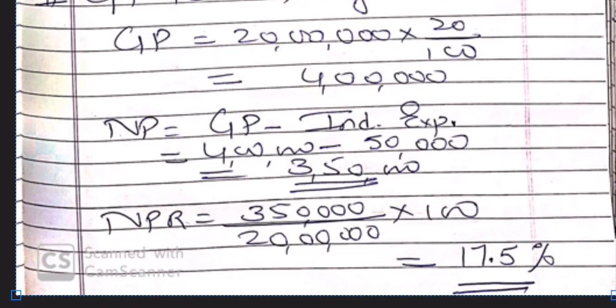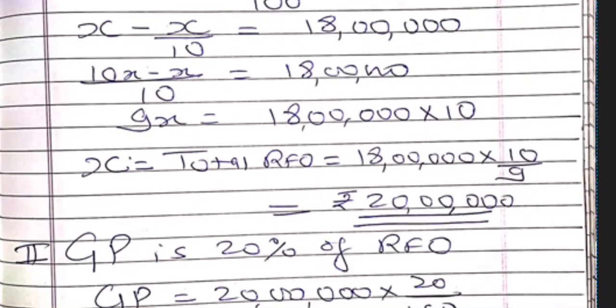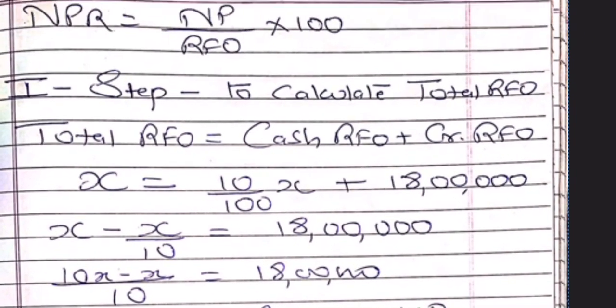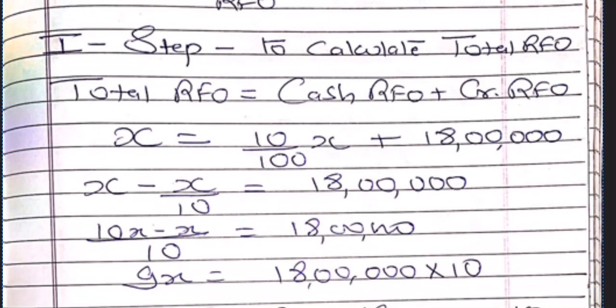Fine. So by putting the formula, net profit ratio is net profit upon RFO into 100. So net profit 3,50,000 upon 20 lakh into 100, that is 17.5%. So in this way we will solve this question. Okay. See once again.